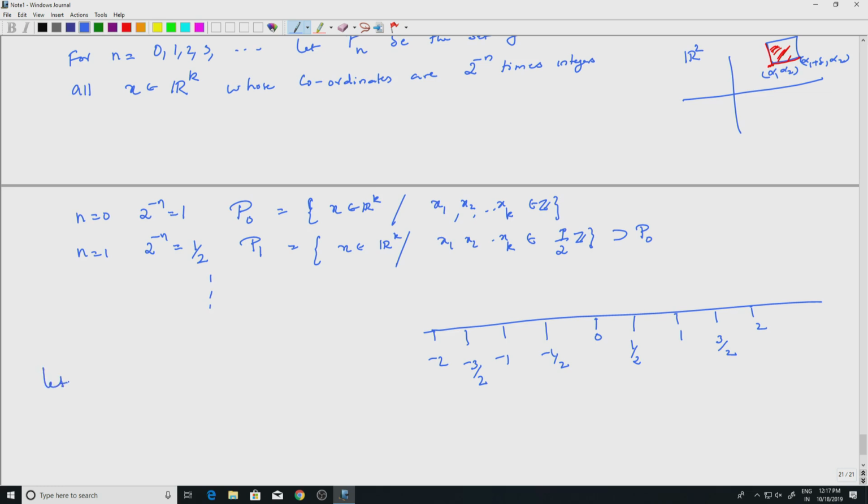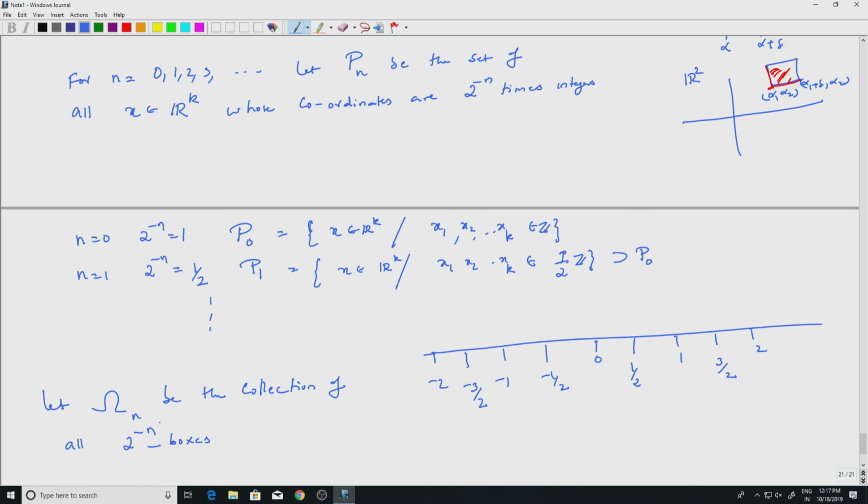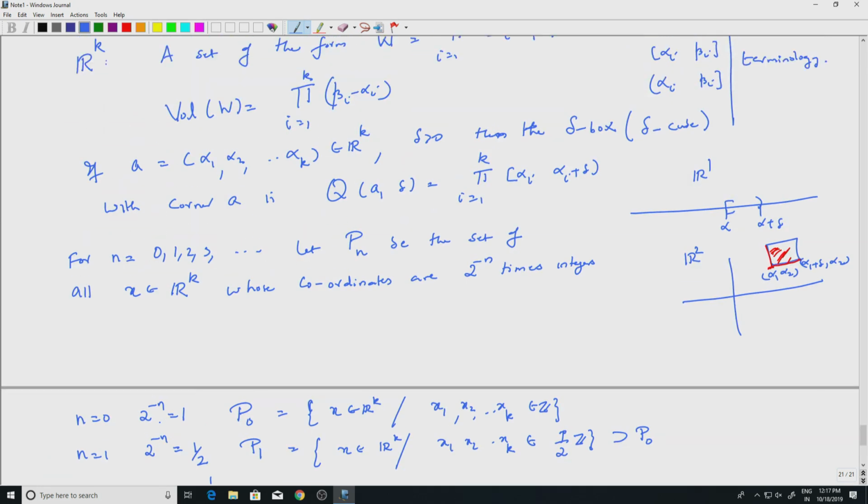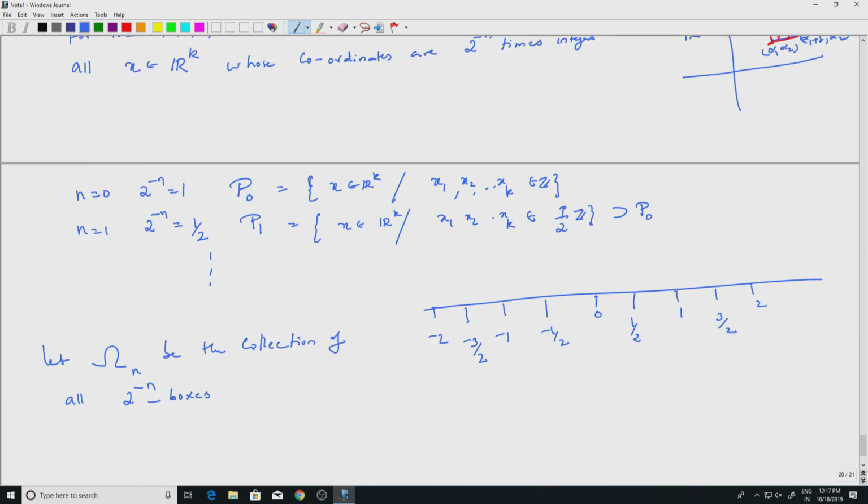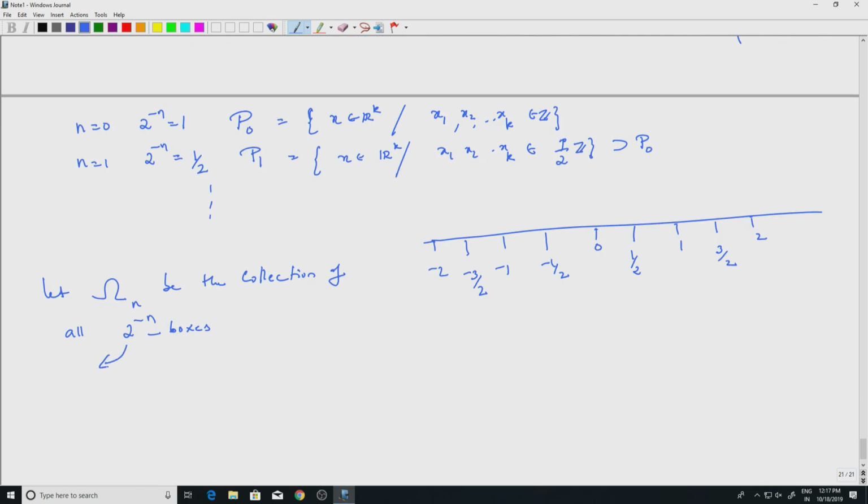Let omega n, so we have Pn, Pn's are simply coordinates, omega n is going to be the collection of all 2 to the minus n boxes. So, what is a 2 to the minus n box? Remember the delta boxes. If I take delta, I know what is a delta box. So, a 2 to the minus n box means the side length is 2 to the minus n, right.